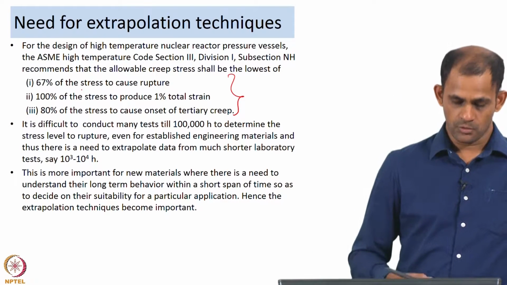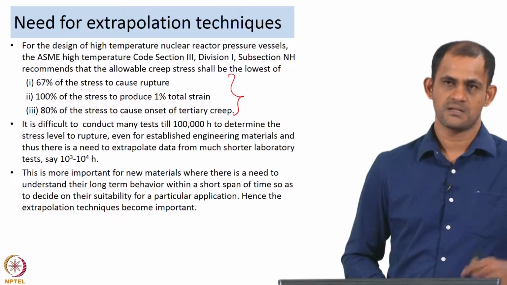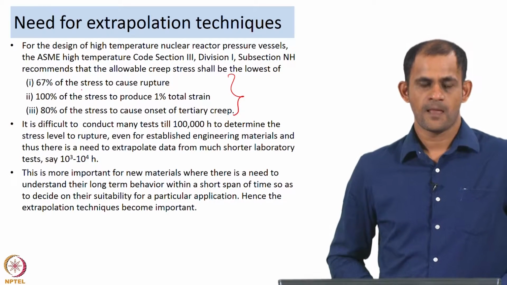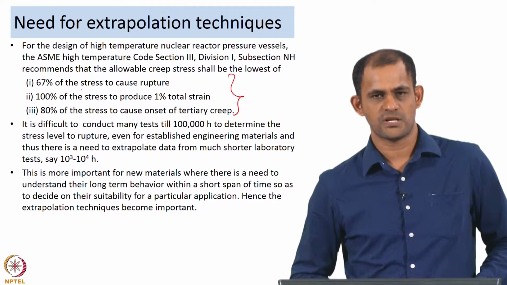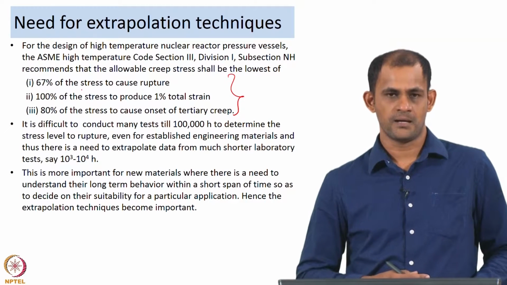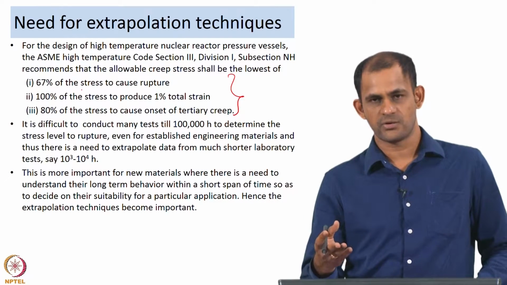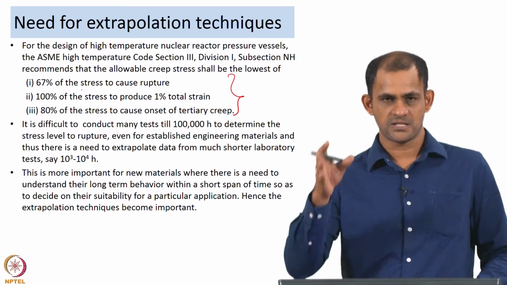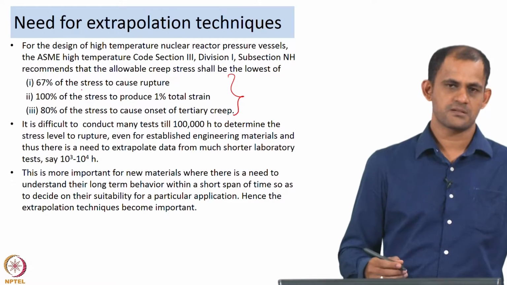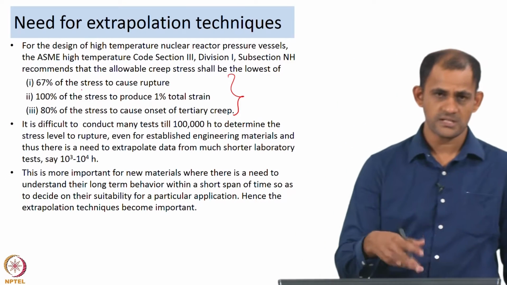Or you could on the other hand take 1% total strain, and then you say that your allowable creep stress is the stress required to produce 1% total strain for the given duration of time. Or in other cases you can look at 80% of the stress to cause onset of tertiary creep. So, if tertiary creep is your limiting deformation, the moment it enters into tertiary creep, whatever is the strain the material is going to experience up to that point, that is your limiting strain, that is the maximum strain that you are going to allow the component to experience, then 80% of the stress required to cause that strain is what you are going to use during service. Now, these are the different ways.